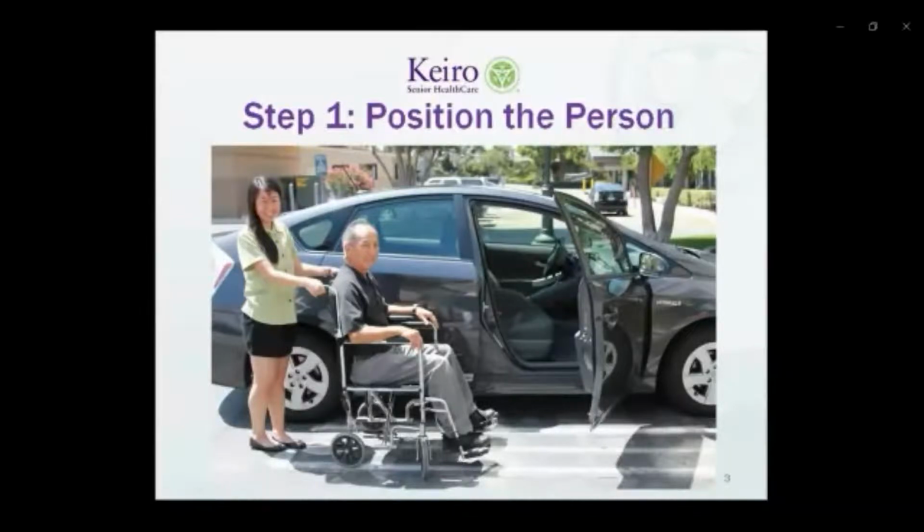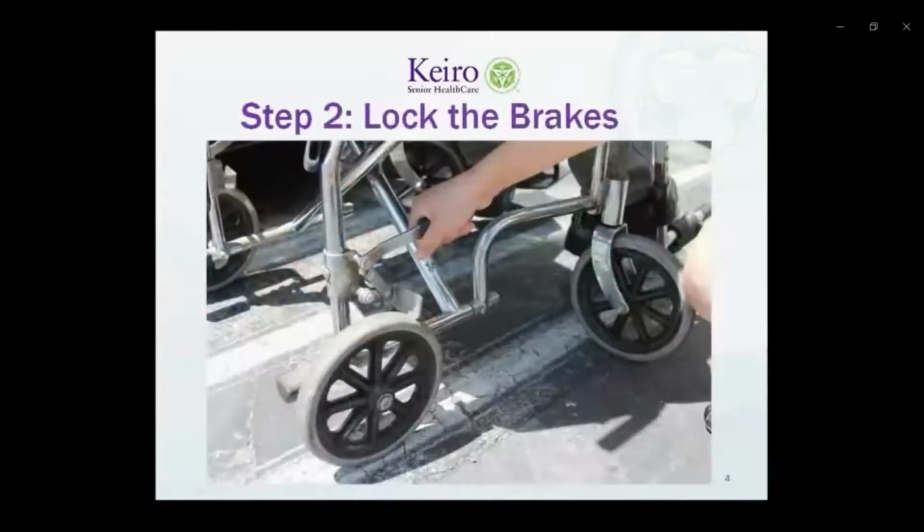Step 1. Position the care recipient behind the passenger door alongside the car. Inform them about the transfer and what you are going to do. Ask them to help you if they are able to. As you transfer the care recipient, continue to talk them through the entire process. Step 2. Be sure to lock the wheelchair brakes before moving forward.